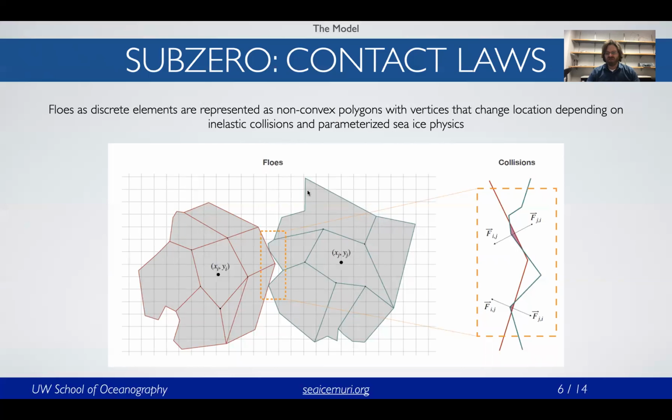And so to resolve these floe-floe interactions, we need to describe our contact laws. So with SubZero, we allow for non-convex polygons. And the way we find our forces between the floes is we find the overlapping region between the 2 floes, and then we use this to determine our normal forces, and then the frictional and tangential forces can come from these overlapping regions, as well as incorporating the velocities of the 2 floes involved.